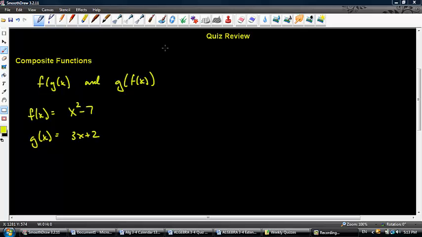Alright, we are on the quiz review, and the first concept that's going to be covered on your quiz tomorrow is composite functions. If you don't remember what that is, it's like finding f of g of x and g of f of x. We'll go and give an example problem here. This is example number 1.